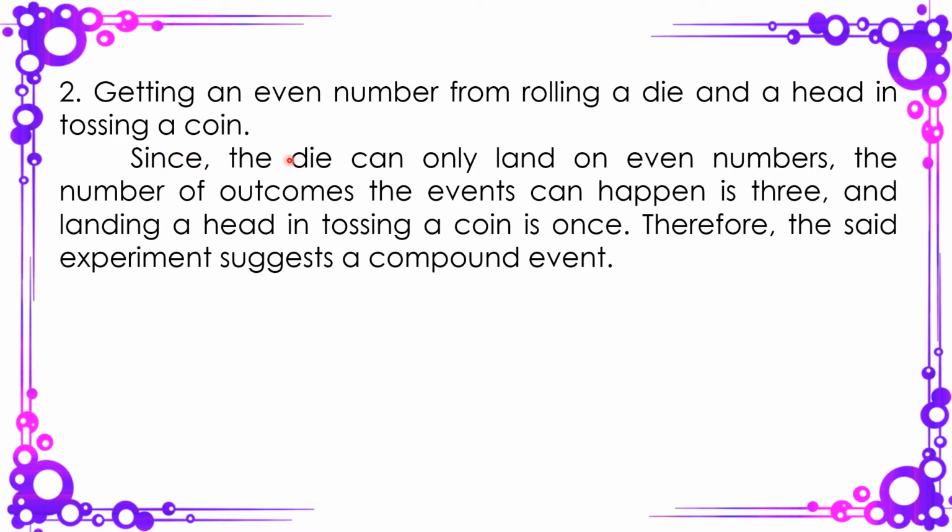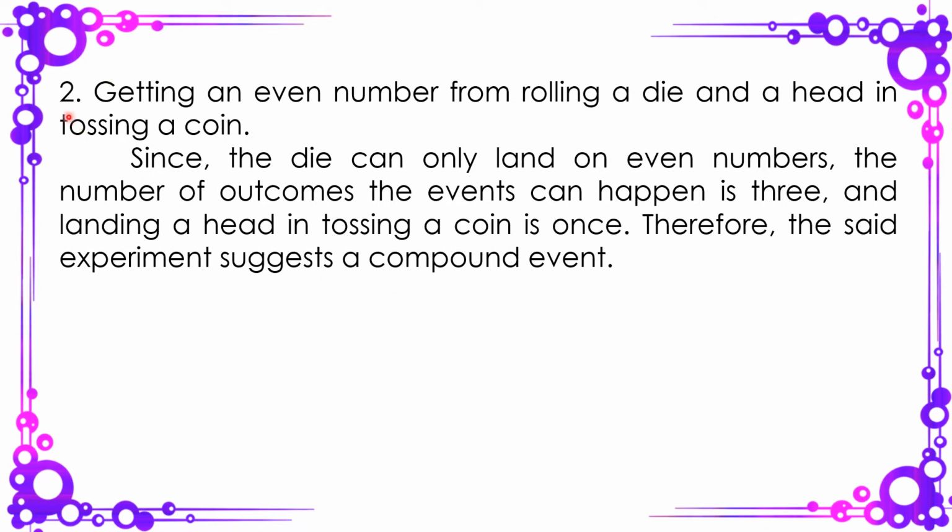Or, since the die can only land on even numbers, the number of outcomes the event can happen is 3, as stated earlier. And landing a head in tossing a coin, or rather tossing a coin, is once. Therefore, the said experiment suggests a compound event.